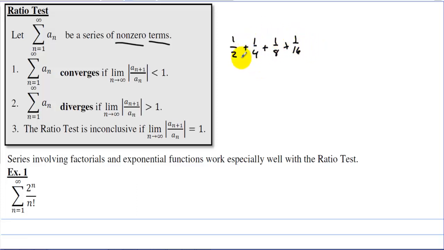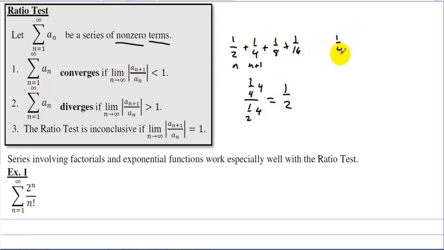Now if you take any two of those, let's say the nth term and the n plus 1 term, and you divide them, a sub n plus 1 over a sub n, we have 1/4 over 1/2. And if you multiply the top and bottom by 4, you get 1/2. Now that's less than 1, and really what you're saying is you're adding less and less and less.